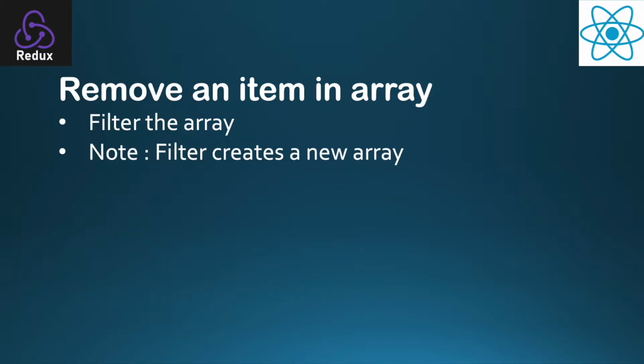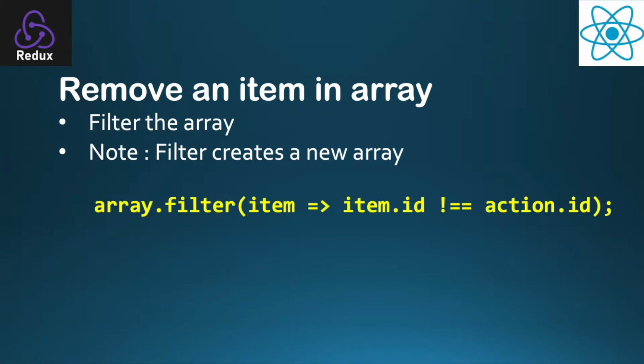The third is to remove an item from an array. So to remove an item from an array, we will filter the array. And why do we use filter? Because filter creates a new array. So standard array.filter, and we filter out that item. So we have removed an item from the array.